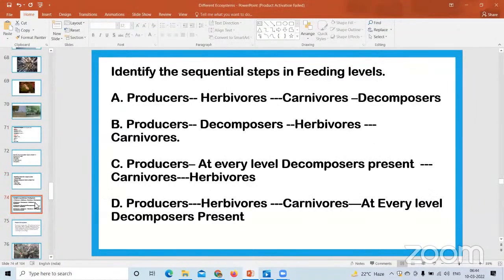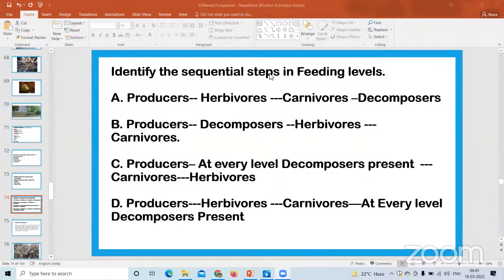Identify the sequential steps in feeding levels. This is also an important question in the NMMS examination. I am asking this question based on the mangrove ecosystem. Not only that, in any ecosystem we find this kind of food chains. Identify the sequential steps in feeding levels. Producers, herbivores, carnivores, decomposers. Producers, decomposers, herbivores, carnivores. What is the correct answer, children?